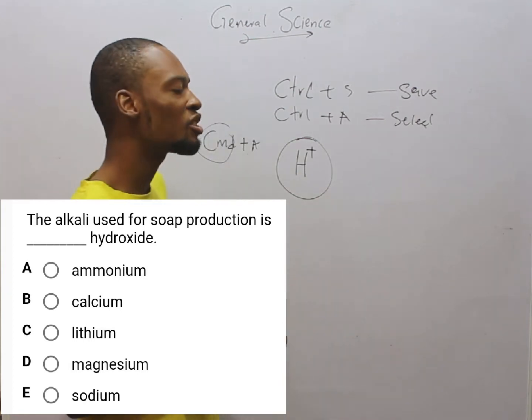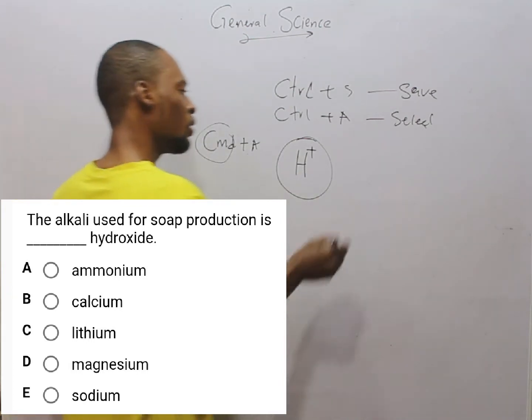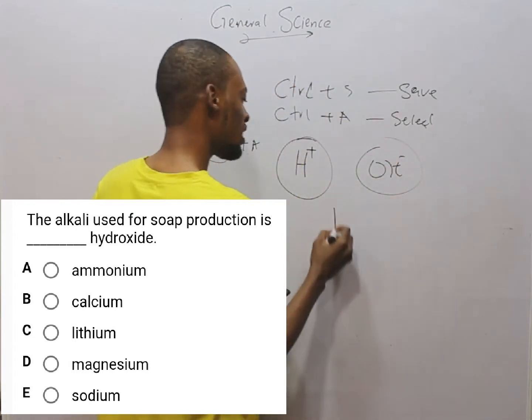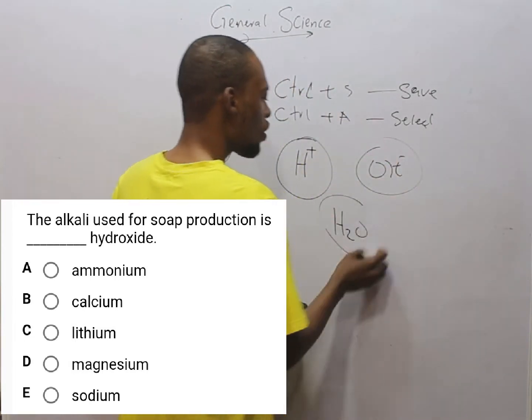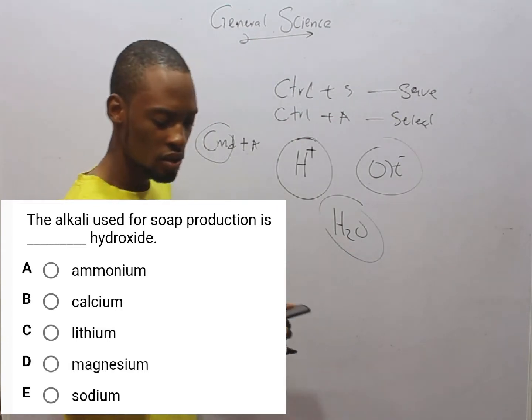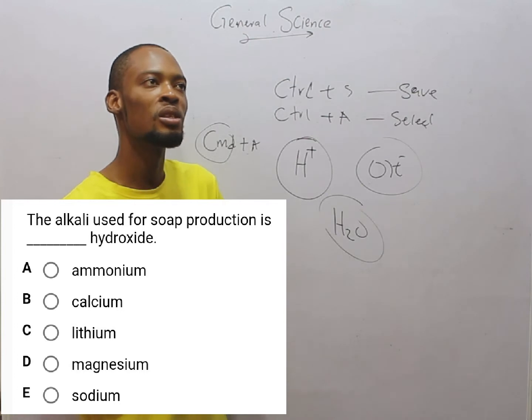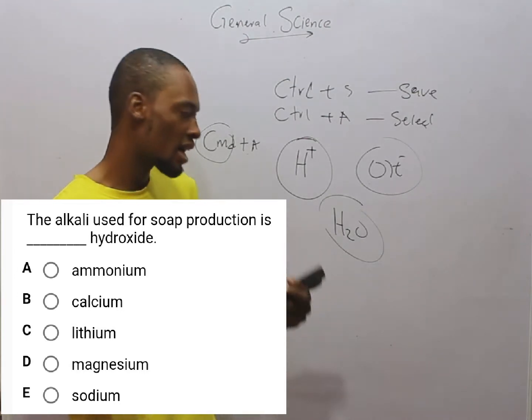And a base is any substance which, when dissolved in water, will produce hydrogen ion. Now, don't forget that water is H2O. When water dissociates, it forms its ion. Ion is simply when elements lose or gain electron, they form ions.